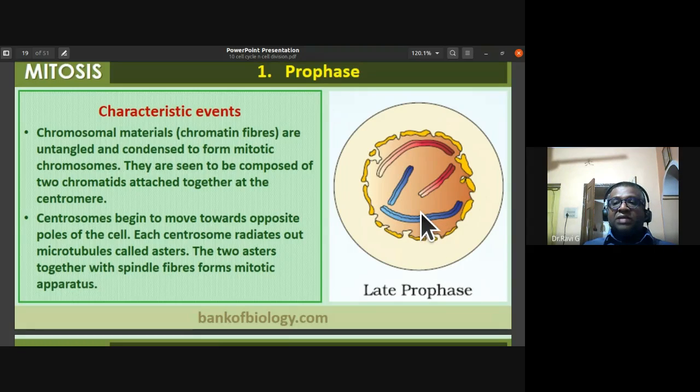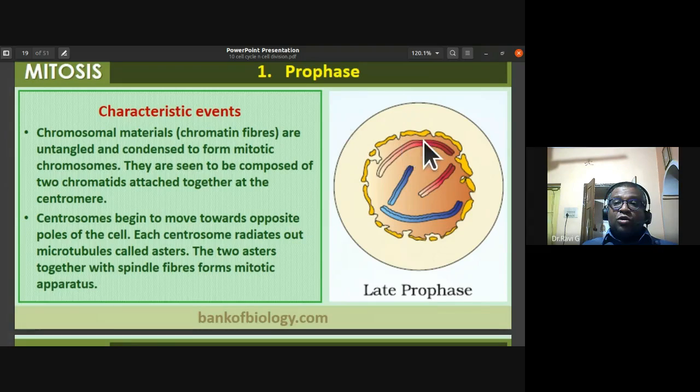So they might ask you to define mitotic apparatus. The two asters along with spindle fibers together form the mitotic apparatus. So mitotic apparatus is composed of the two asters along with spindle fibers. You have to remember that.